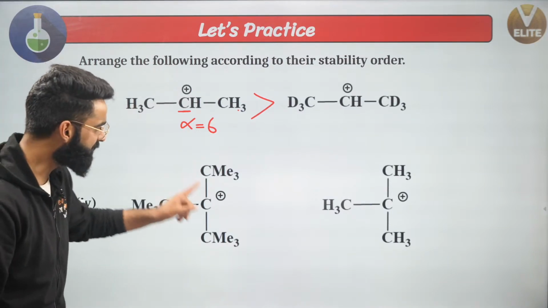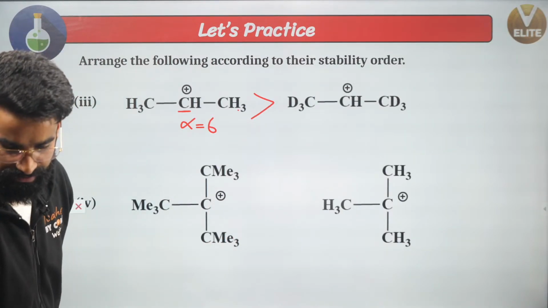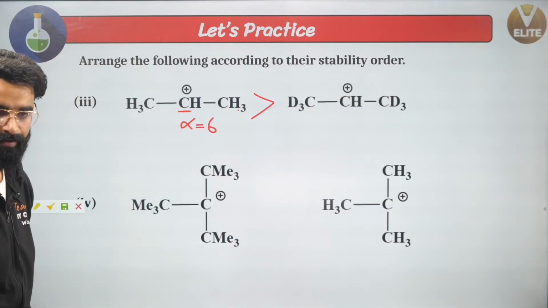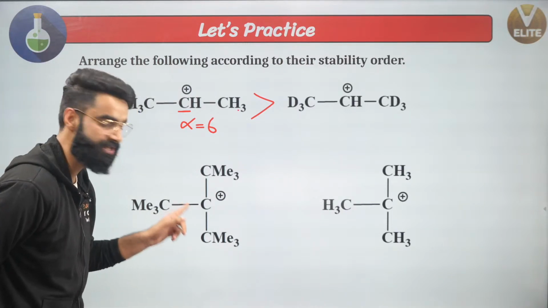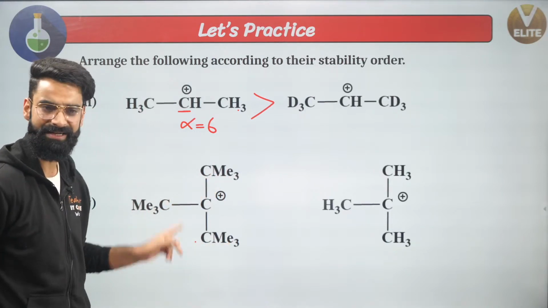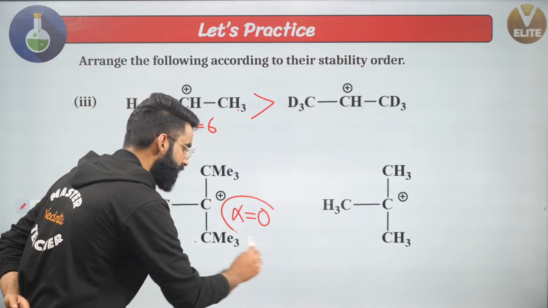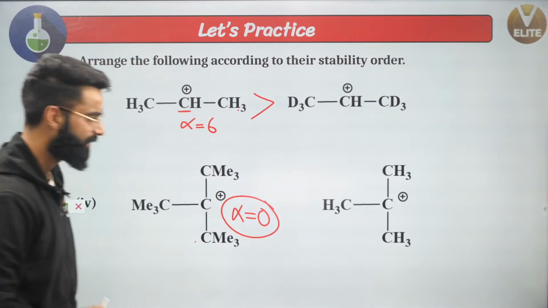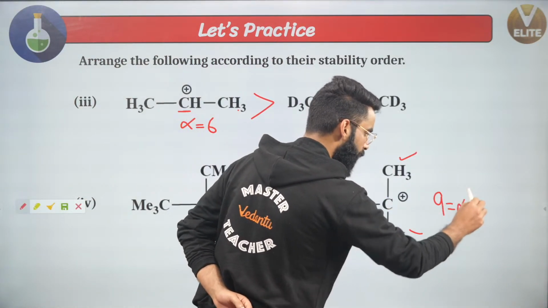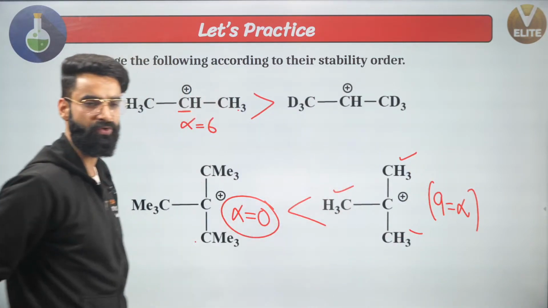Just let me know in this one, which one is going to be more stable, first one or second one? What do you think? Is there any alpha hydrogen in this one? This is CMe3, right? Is there any alpha hydrogen in this one? There is no alpha hydrogen in this one. In the second one, how many alpha hydrogens do I have? 3, 3, 3. That means 9 alpha hydrogens in the second one. More alpha hydrogens means more stability. So the second one is definitely going to be more stable than the first one.